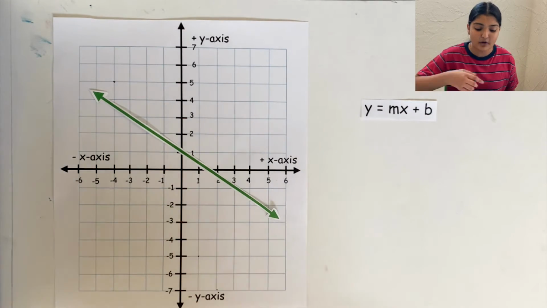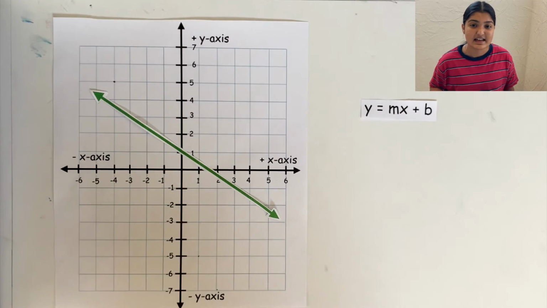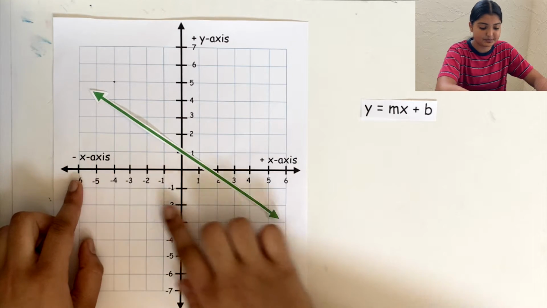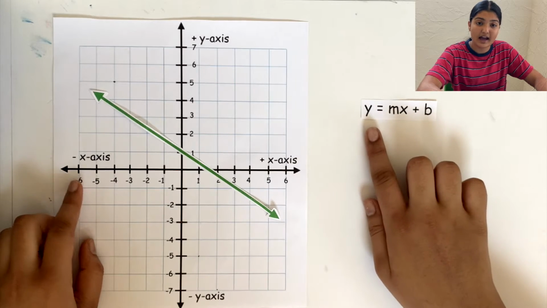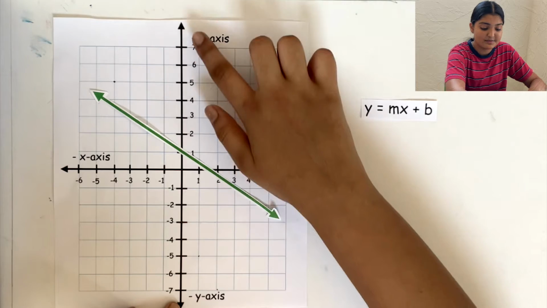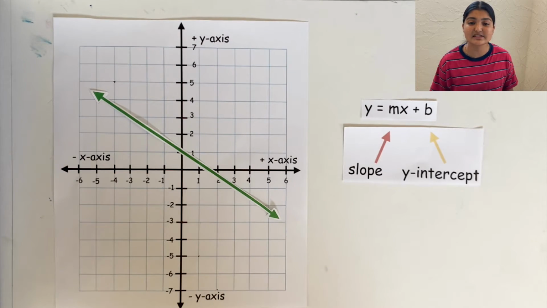Well, what about x and y? X refers to how far we travel in the horizontal direction, while y refers to how far we travel in the vertical direction. So today, let's switch it up, and let's look at lines with a negative slope.